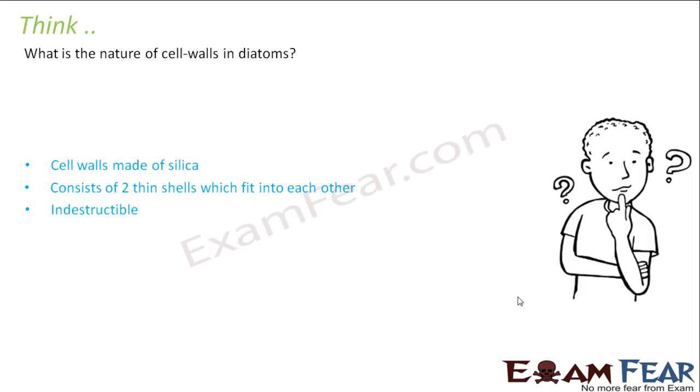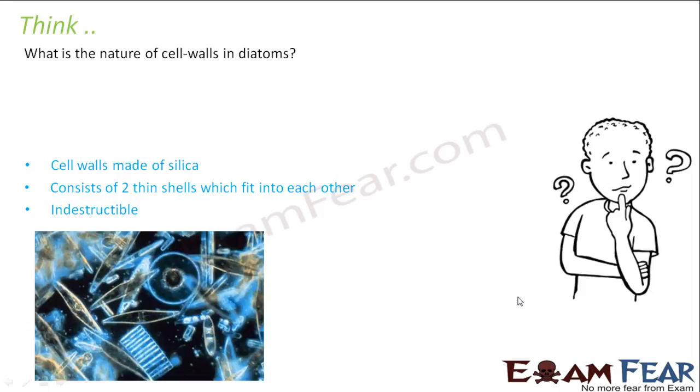And these are so tough and rigid that they are almost indestructible. So even though the diatoms die, the cell walls remain, and these deposits of cell wall keep on accumulating in their habitats, and this forms a layer known as diatomaceous earth, which is again of significance.